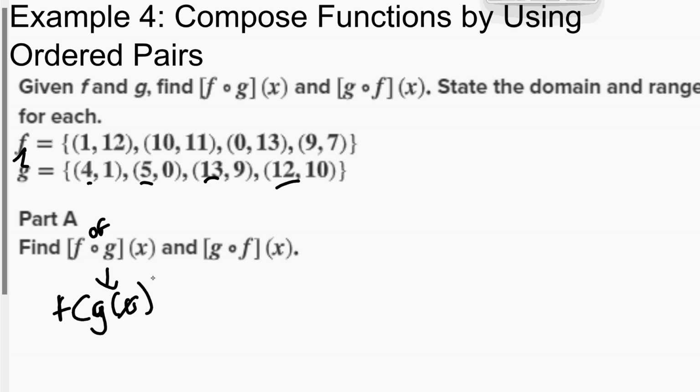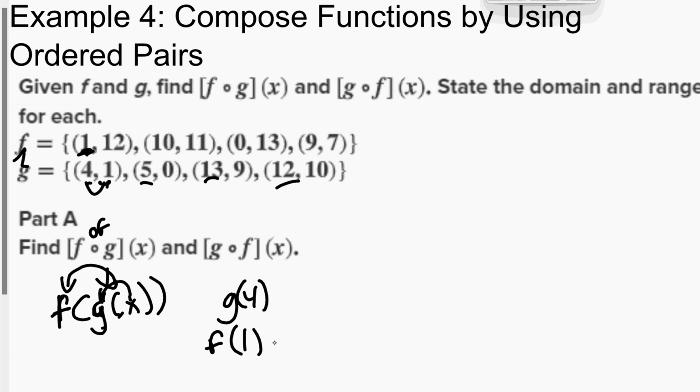So it could look like that, meaning I'm taking my x of g and plugging it into the g equation, and then taking that answer, that y value, and plugging it into my f equation for x. So what that looks like is doing g of 4, and g of 4 is 1, right? Because I plug in 4, I get 1 out, and then using that 1 and plugging that into the f equation. So f of 1, plugging in 1, I get 12. So f of g of 4 equals 12.